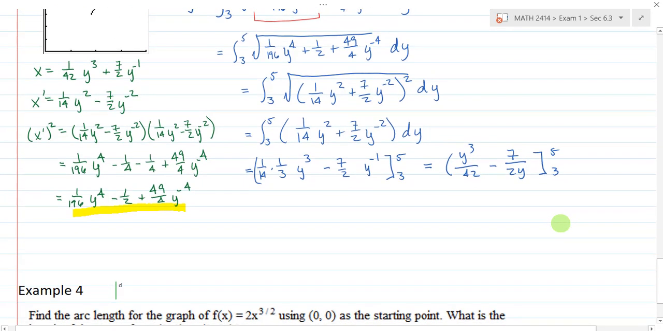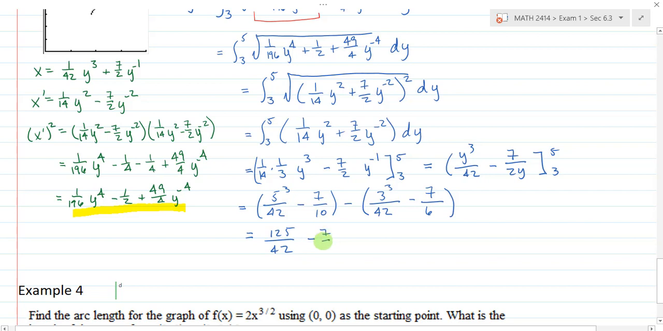So using the fundamental theorem of calculus to evaluate this, I'm going to plug in my upper bound first, so that's going to give me 5 cubed over 42 minus 7 over 2 times 5, which is 10. Minus, plug in your lower bound, that's going to be 3 cubed over 42 minus 7 over 3 times 2, which is 6. So that's going to give us 125 over 42 minus 7/10 minus 3 cubed, which is 27, over 42 plus 7/6. And you can use your calculator to evaluate this. You're going to get 14/5, I believe.